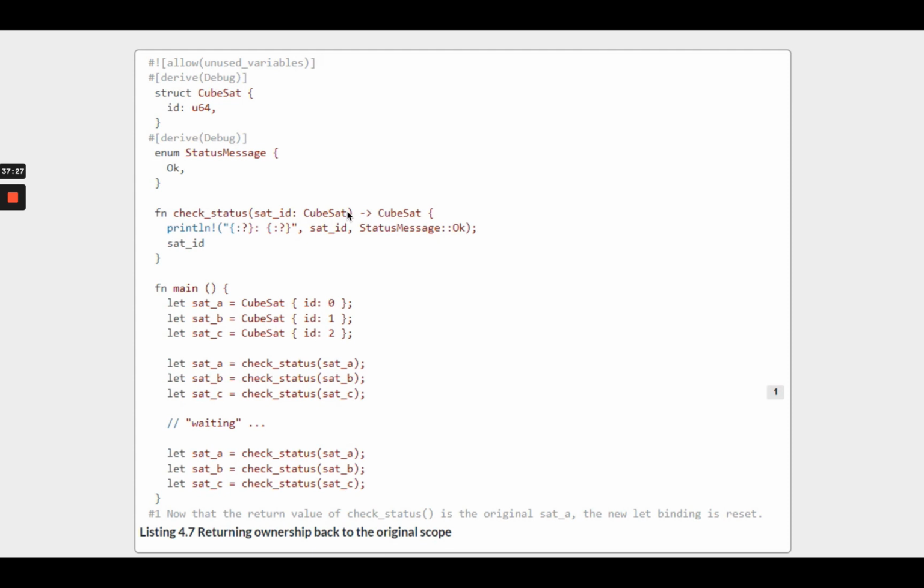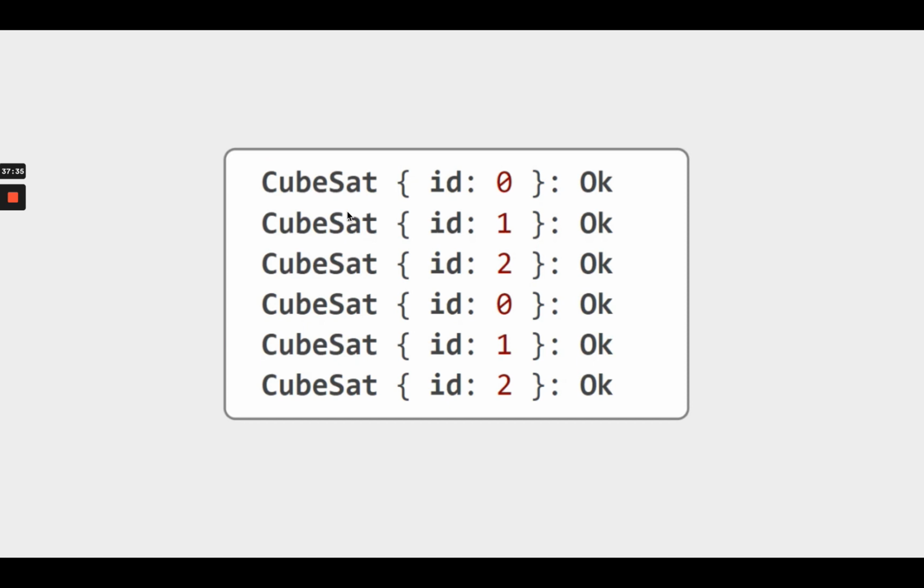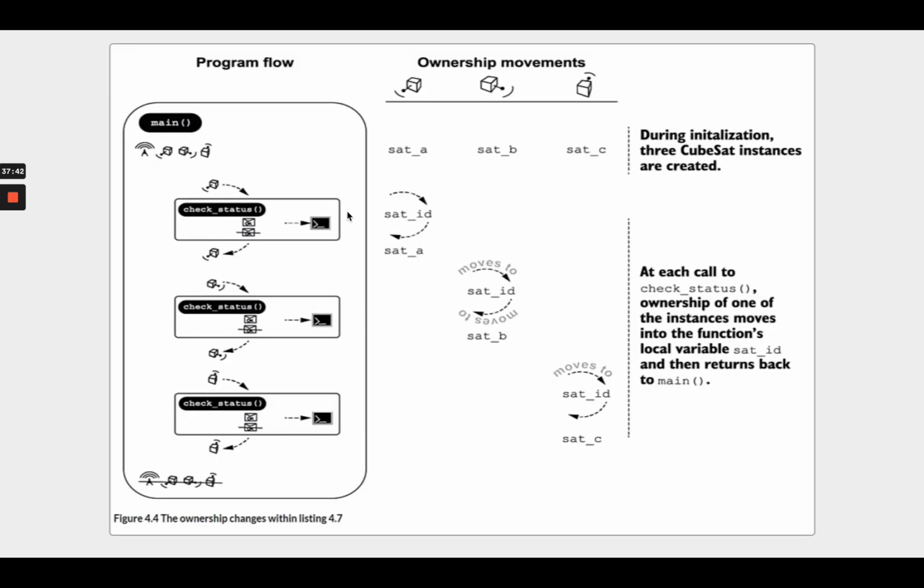The following listing shows the code. Its source is found in ch4/ch4-check-sats-3.rs. The output from the new main function in listing 4.7 now looks like this. Figure 4.4 shows a visual overview of the ownership movements within listing 4.7.